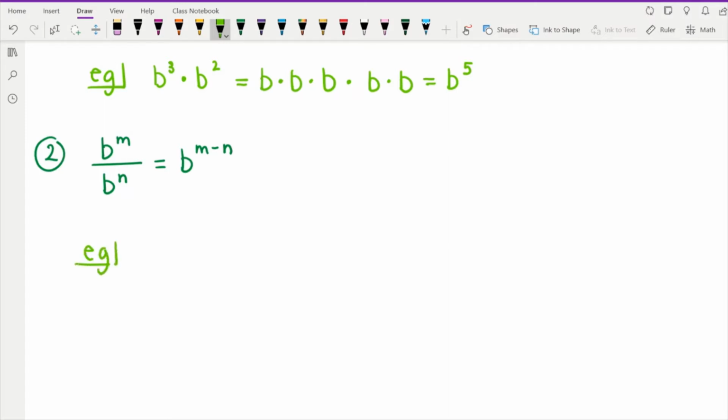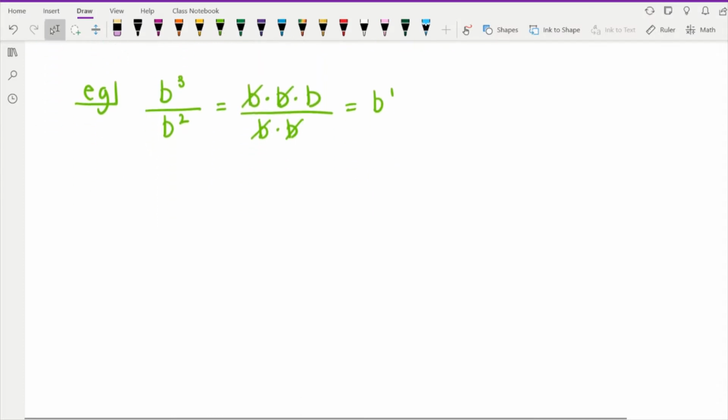Let's say that we had b cubed over b squared. Well, that would be b times b times b over b times b. And so what we can see is that two of the b's are going to cancel out from the numerator. And so what are you left with in the numerator? Well, if you subtract 3 minus 2, that will tell you how many of your original base is left over. And so you'll get b to the 1st power, which is 3 minus 2.